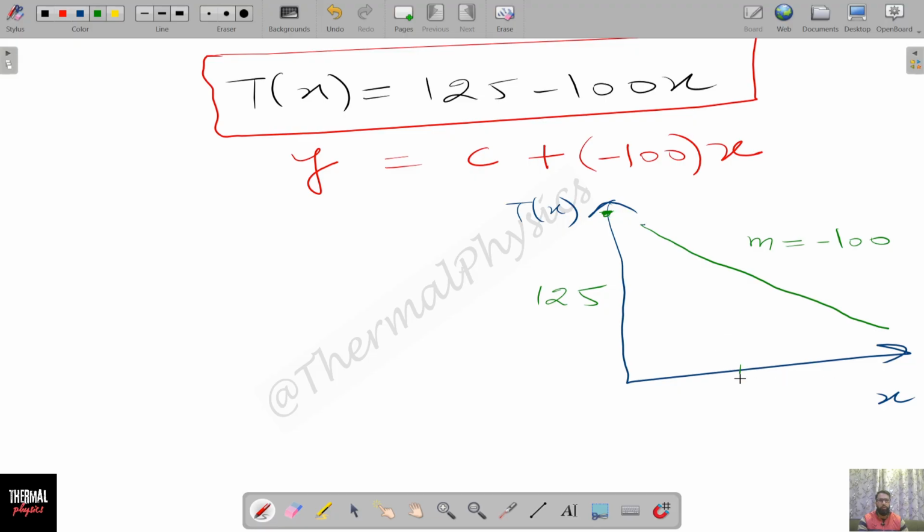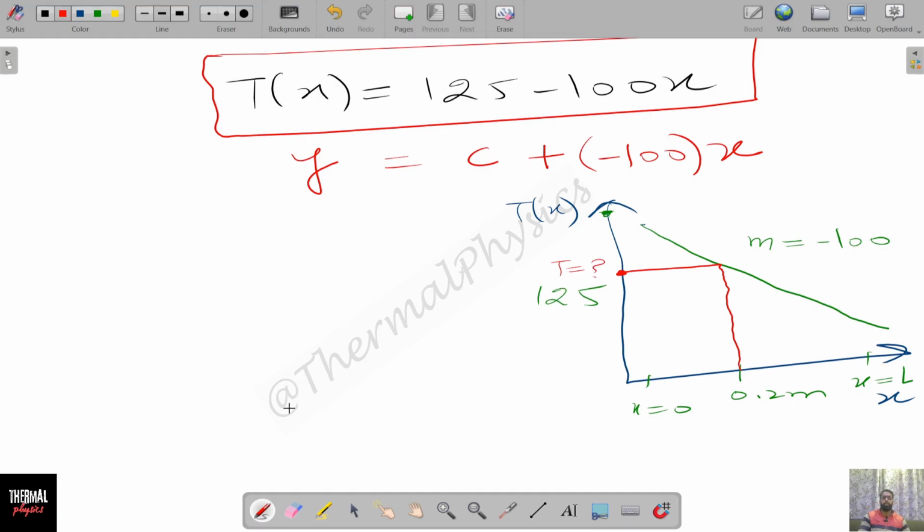And somewhere we have our point, so here x is equal to 0, and somewhere x is equal to L, which is 0.5, and in between we have 0.2 meter, and we have to find our temperature in the wall at this location. That means we need to find this temperature.